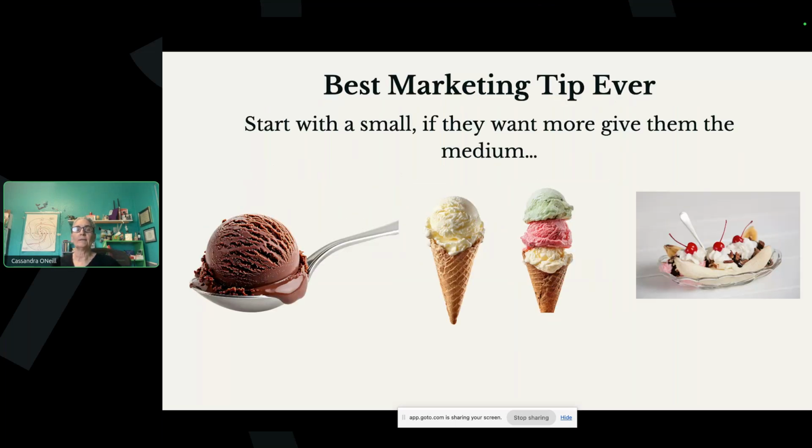Okay, so one of the best marketing tips I've really ever heard, and it was many years ago at a conference, is that when you are having the opportunity to talk to somebody, instead of just launching in and going on and saying as much as you can in as short a time as you can, you start with a small amount of information. And then if they want more, you can give them more. And if they want more than that, you can give them more.